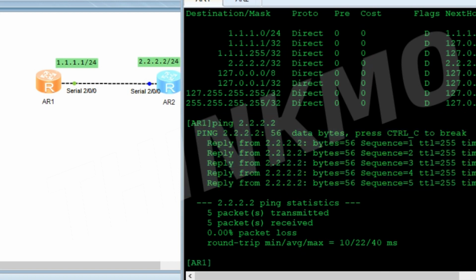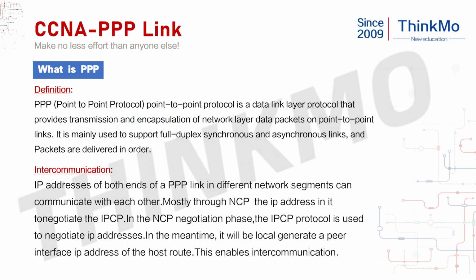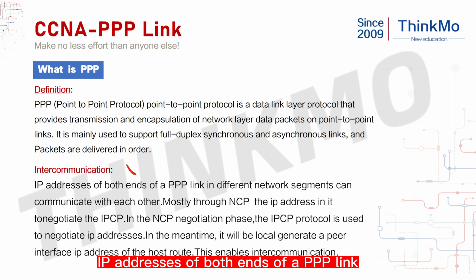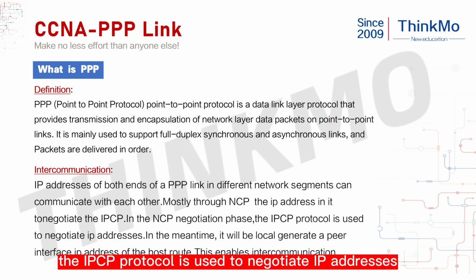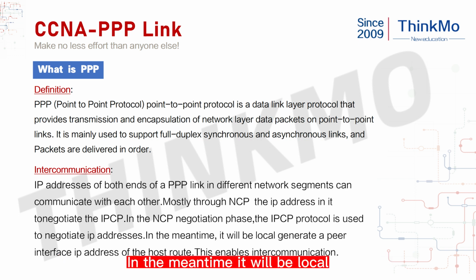So that's why, for the purposes of this lecture, IP addresses of both ends of a PPP link, in different network segments, can communicate with each other, mostly through NCP, negotiating the IP address with IPCP. In the NCP negotiation phase, the IPCP protocol is used to negotiate IP addresses. In the meantime, it will locally generate a peer interface IP address host route. So you have communication. That's all for today.